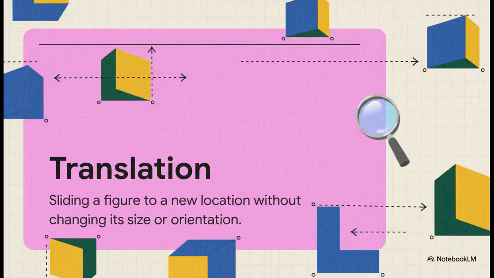First up, we have translation. Honestly, it's super simple. All it means is sliding a shape from one spot to another without changing its size or even turning it. Think of it as the ultimate copy and paste tool for a city planner. It sounds basic, but trust me, it is seriously powerful.